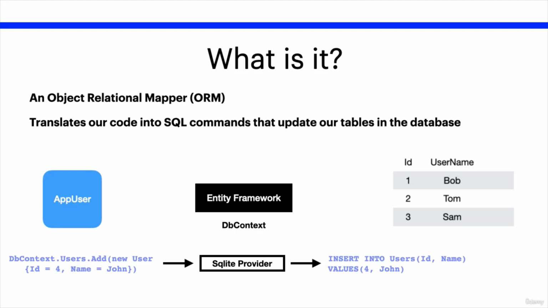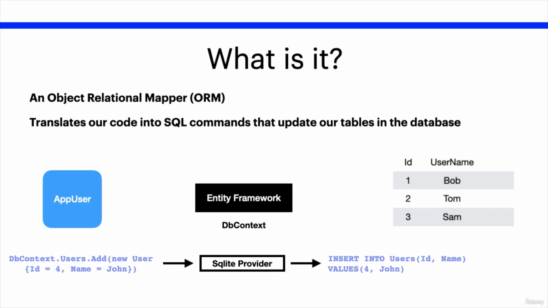dbcontext.users because when we add our user entity to our dbcontext class, then we'll have access to a property called users, which represents our users table in our database. And then, for example, we could add a new user with an ID of 4 and a name equal to John. Now, Entity Framework works with database providers.